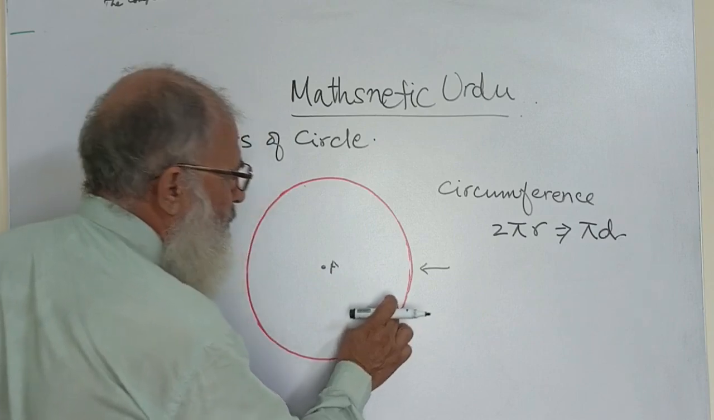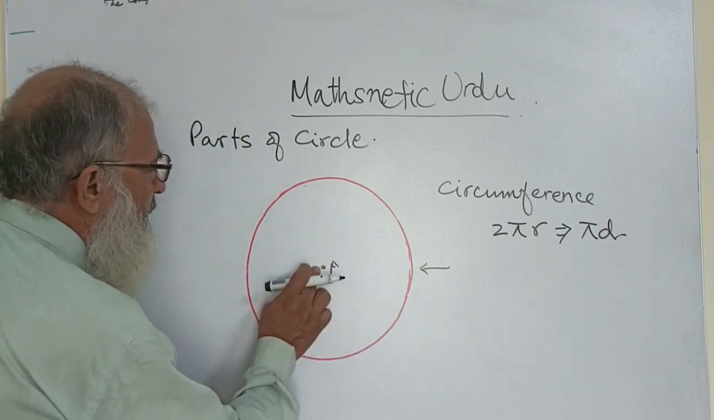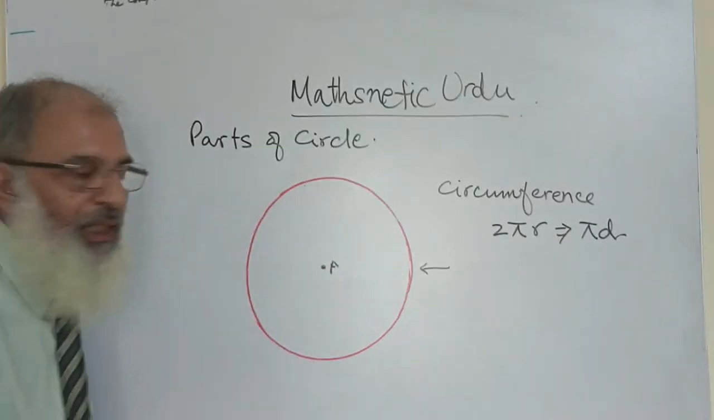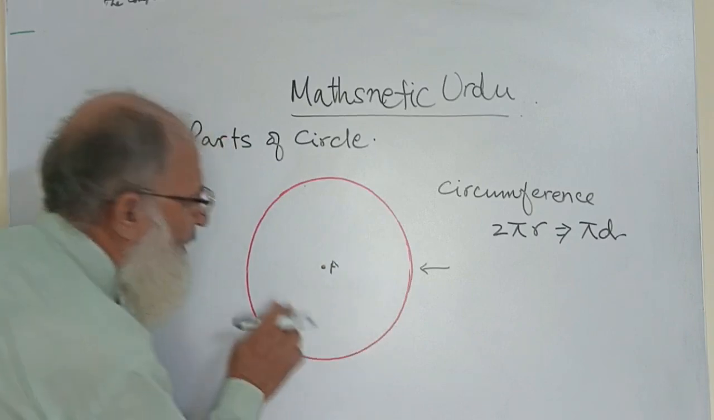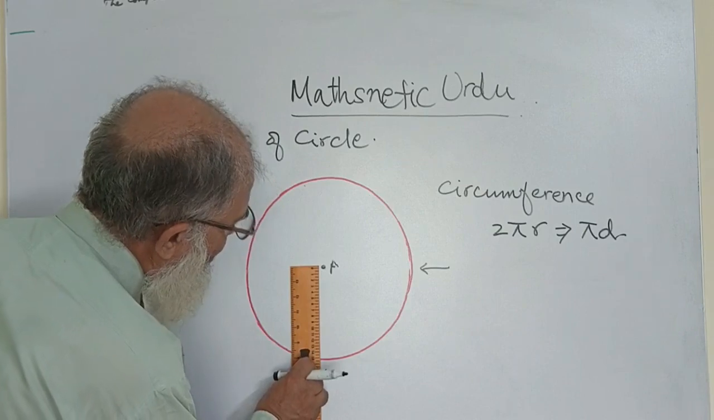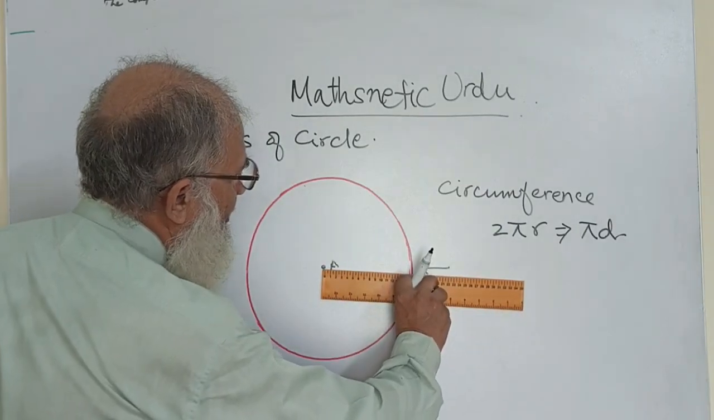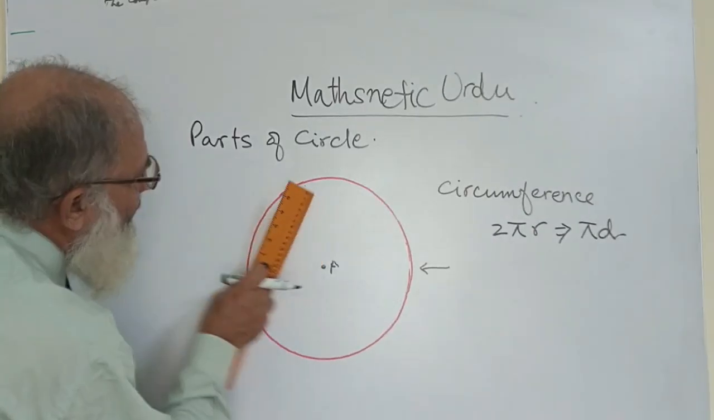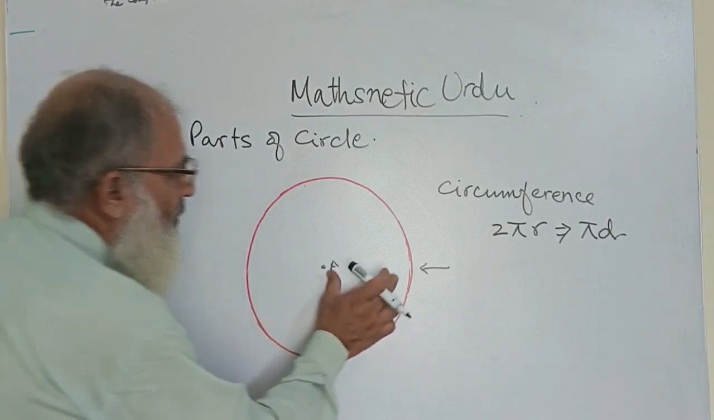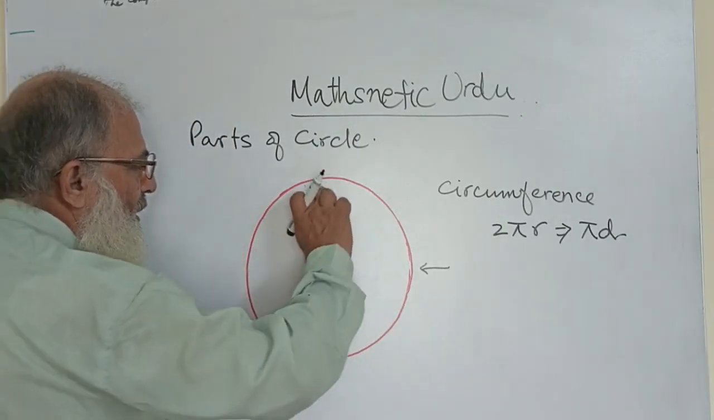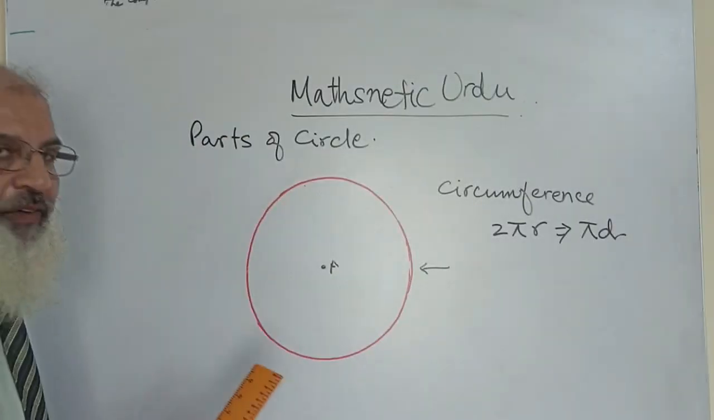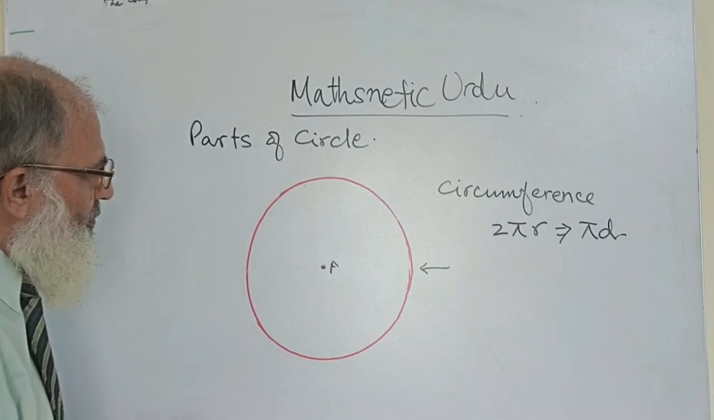This is P, it is called the center point, and it has the same distance all over, from P to the circumference, from P to the circumference, from P to the circumference. The distance, the measure, will remain the same. For example, you can see here that it is 15 centimeter, 15 centimeter, and 15 centimeter from all four places which I have measured. And if you measure the whole, you will find that it will remain the same.